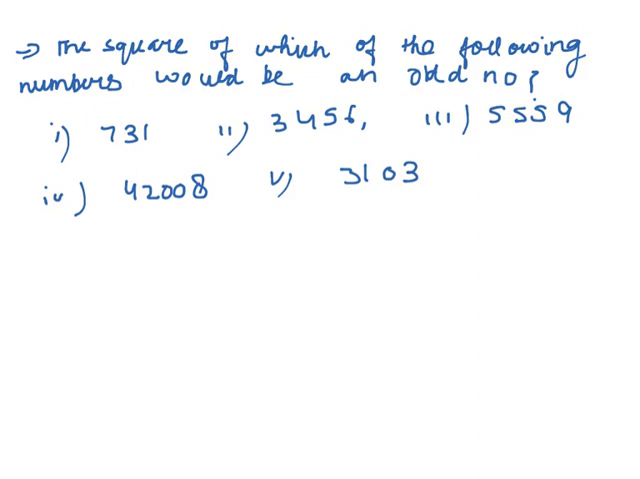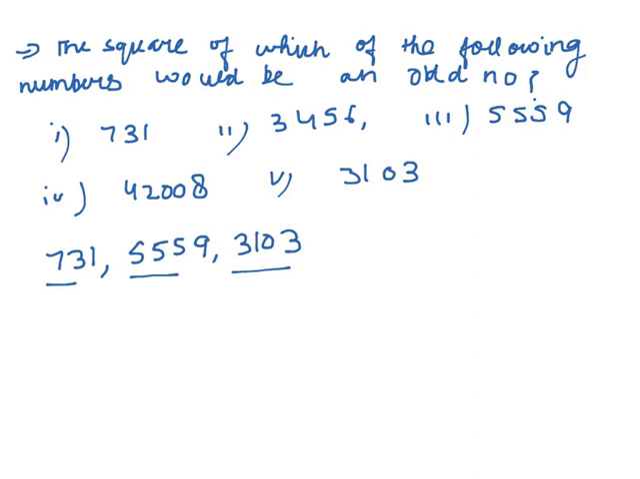So, in this, we will find out whichever are the odd numbers. In that case, 731 is an odd number, 5559 is an odd number, and 3103 is an odd number. So it means the square of these numbers will always be an odd number. By seeing only whether a number is odd or even, we can tell what its square will be, because we know the property: the square of an odd number is odd and the square of an even number is even.